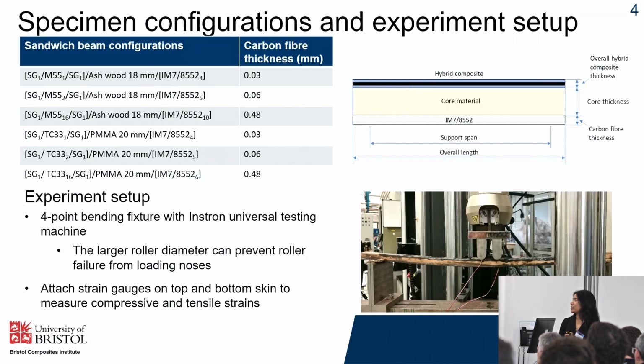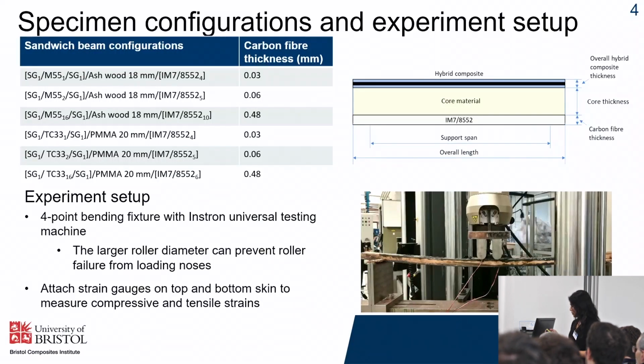My experiment contains two different hybrid systems, which are S-glass hybridized with M55 and S-glass hybridized with TC33. Each hybrid system contains three different hybrid configurations, which are single ply case, double ply case, and 16 ply case of carbon fiber.